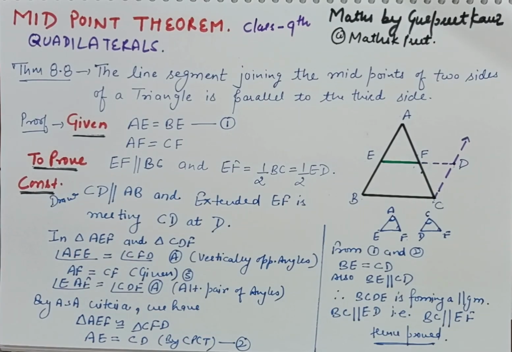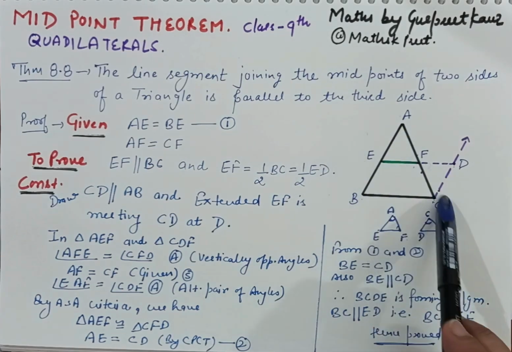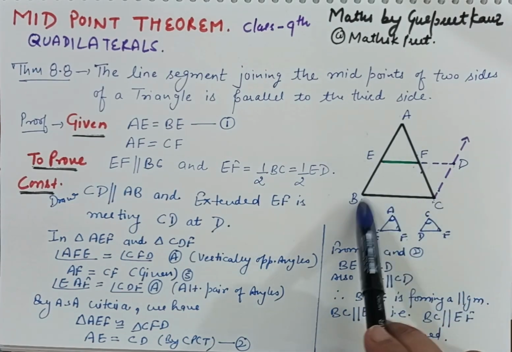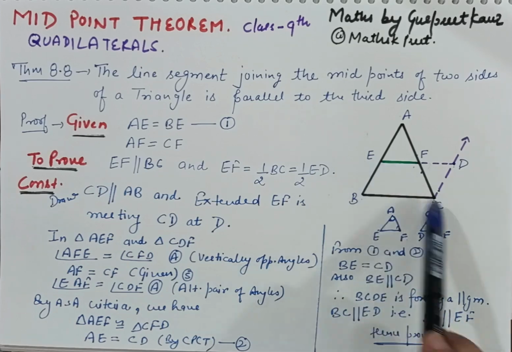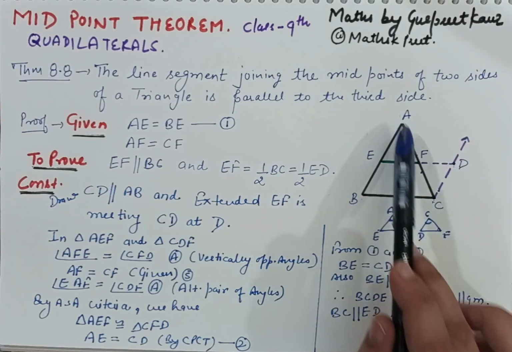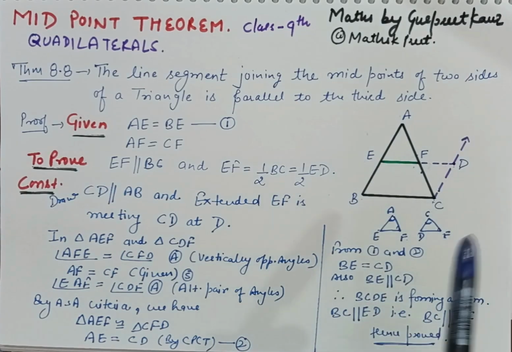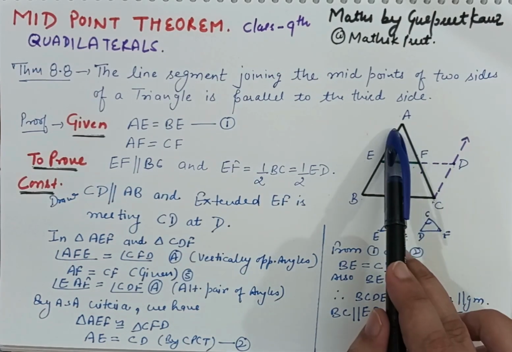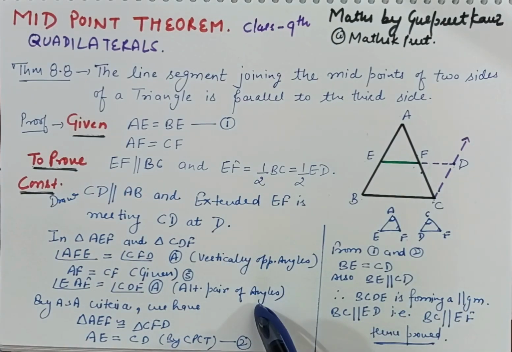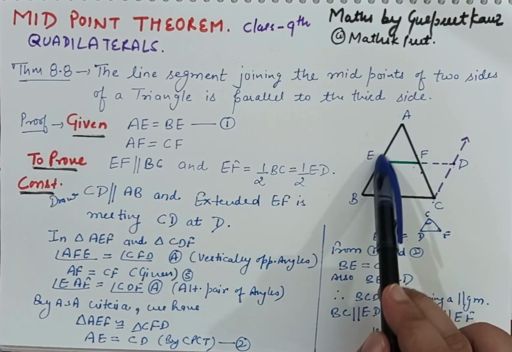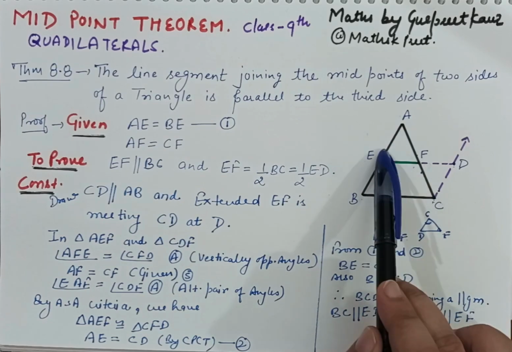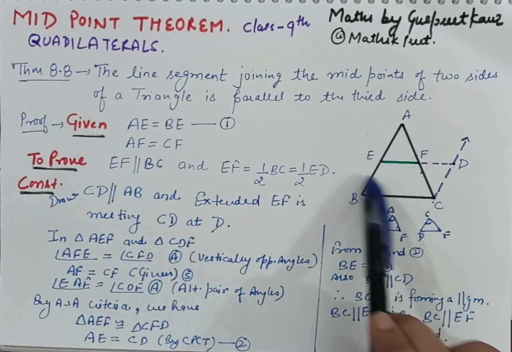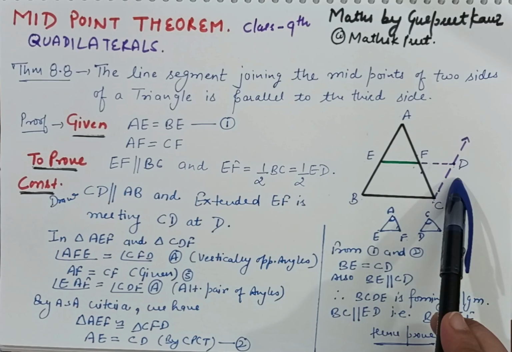So this is a very important theorem of this chapter, quadrilaterals. Let me repeat what we have done. We were given triangle ABC with E and F as the midpoints of AB and AC. Through construction, we have drawn this line CD parallel to AB and extended this EF to point D. After that, we have taken these two triangles and proved them congruent by the angle side angle criterion. After that, we have proved by CPCT that AE is equal to CD. AE is further equal to BE. Therefore, we can write BE is equal to CD. We also have BE parallel to CD through construction.